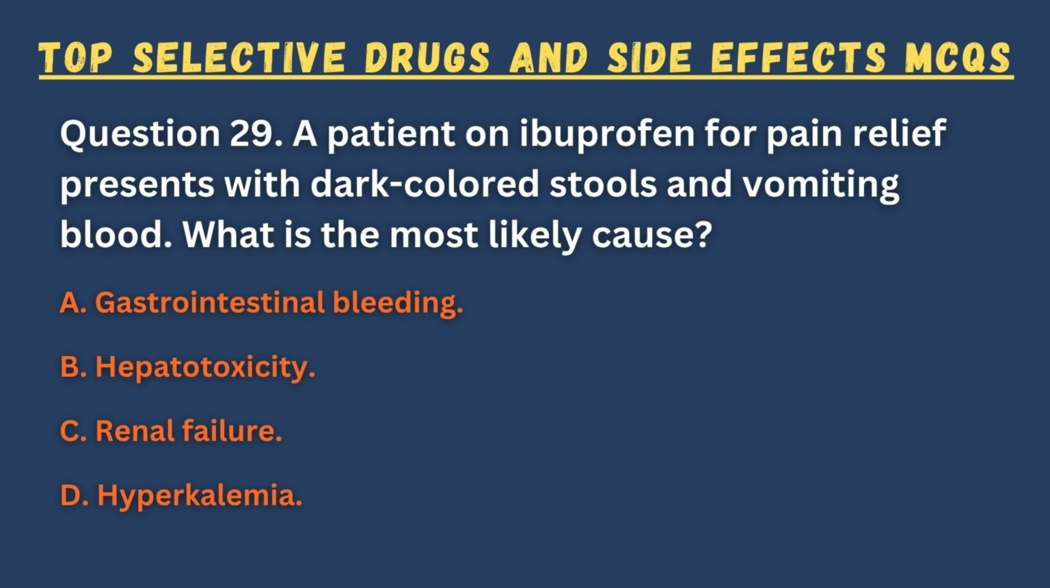Question 29. A patient on ibuprofen for pain relief presents with dark-colored stools and vomiting blood. What is the most likely cause? A. Gastrointestinal bleeding. B. Hepatotoxicity. C. Renal failure. D. Hyperkalemia.